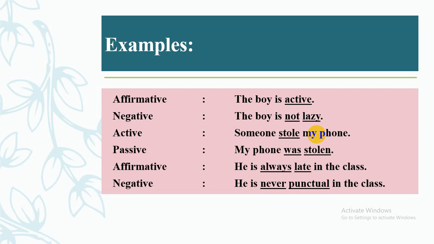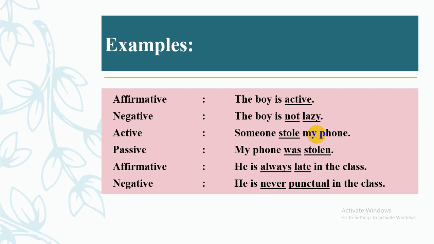So if we go through the meaning, he is always late in the class, সে ক্লাসে সব সময় দেরি করে. But the negative is he is never punctual in the class, সে কখনোই ক্লাসে যথাসময়ে আসে না. So that means সে সব সময় ক্লাসে দেরি করে. So the meaning is the same in both sentences. So this is actually about the transformation.